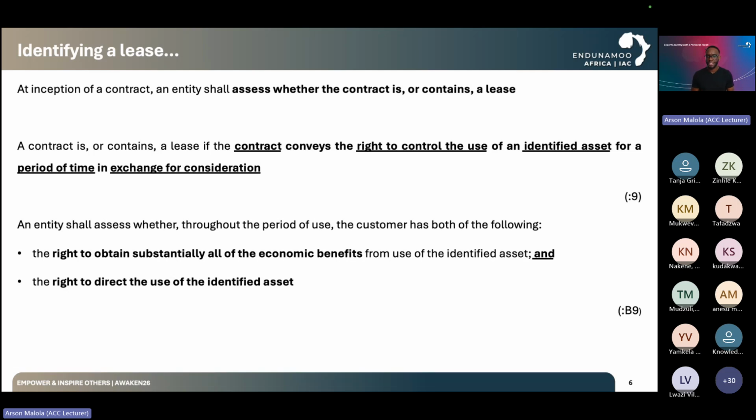Right, that conveys the right to control the use, right? The right to control the use is specifically defined as these two things. An entity, the customer, has a right to control the use if that customer has a right to substantially all of the economic benefits of the identified asset and the right to direct the use of the identified asset. So those two elements are also defined. Then we've got identified assets. So what is an identified asset?